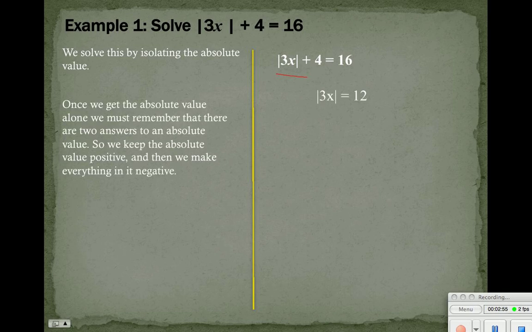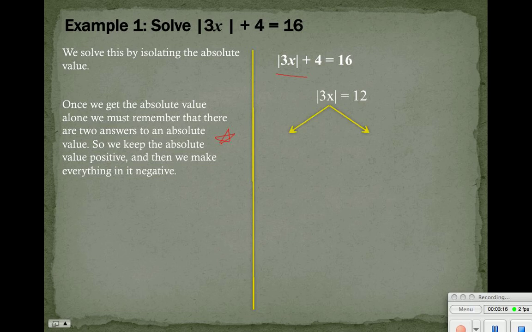Now, here comes the new thing. This is what you're supposed to learn today. Once we get the absolute value alone, we must remember that there are two answers to an absolute value equation because you can be on the left side of 0 or the right side of 0. We have a positive and a negative. So notice there what you see, two arrows.